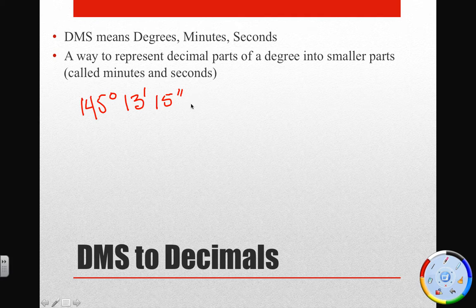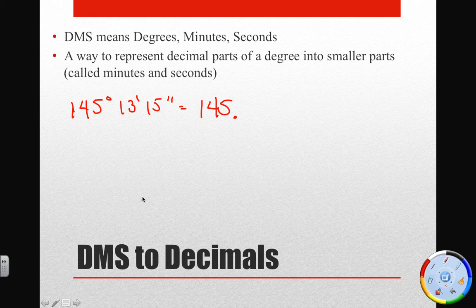And what we want to do is convert this to some degrees. No more minutes and seconds, just a decimal. Well, here's something I'm going to know. I know it's 145 degrees, point something. So 145 degrees, 13 minutes, 15 seconds is going to equal 145 point something. But I don't know what that point is yet.